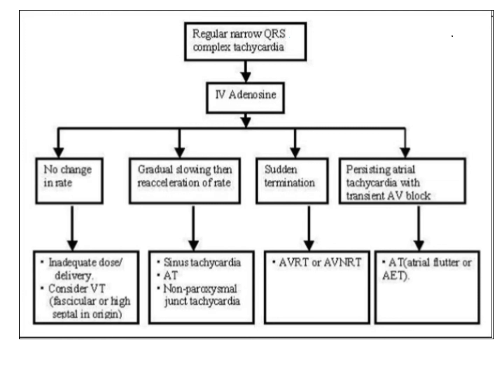If there is gradual slowing and then re-acceleration of rate, it could signify a sinus tachycardia, an atrial tachycardia, or a non-paroxysmal junctional tachycardia. Sudden termination of the rhythm and reversal to sinus rhythm occurs in AVRT or AVNRT. If there is persistent atrial tachycardia with only a transient AV block, it could be seen in atrial tachycardias like atrial flutter or ectopic atrial tachycardias.